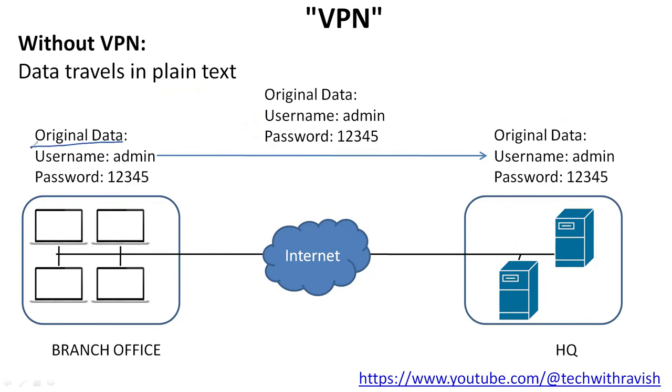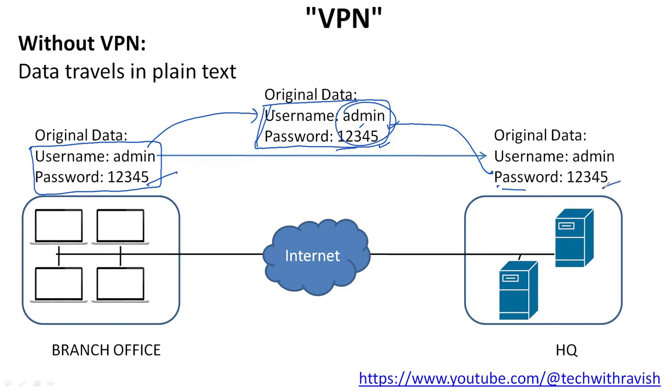Let us assume this is your original data, username and password. When it is forwarded to the internet without encryption, without security, the data will look like this. Plain text will look like this and anyone can capture this data. And finally, when the data reaches the destination, it is exactly as it was forwarded. Even more, the data can also be modified.